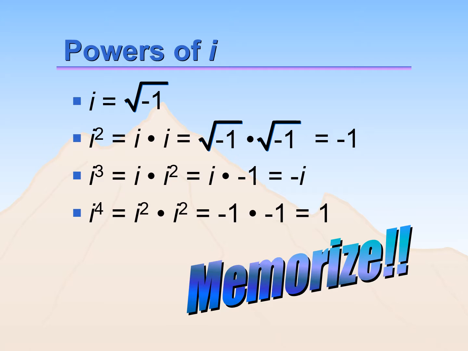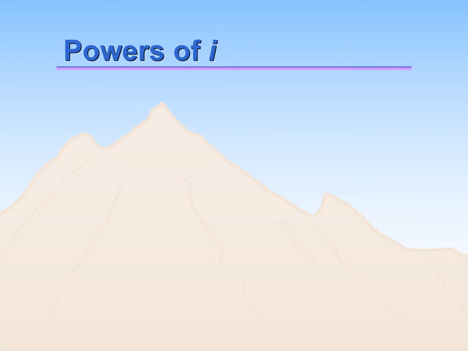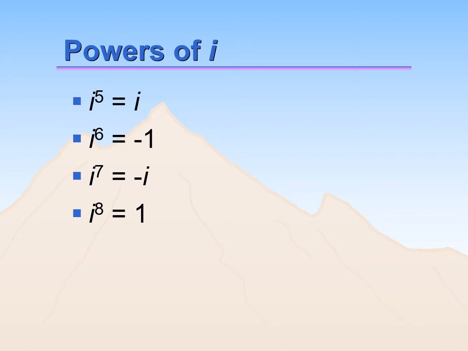Let's go ahead and look at more powers of i. So i to the 5th is i to the 4th times i, so that becomes i, because remember, i to the 4th is 1, and then i by itself is i, so 1 times i is i. And then i to the 6th becomes -1 because that's i to the 4th times i to the 2nd. i to the 4th is 1 and i to the 2nd is -1, so you get -1. i to the 7th is -i and i to the 8th is 1.